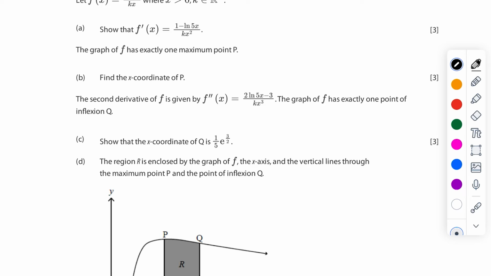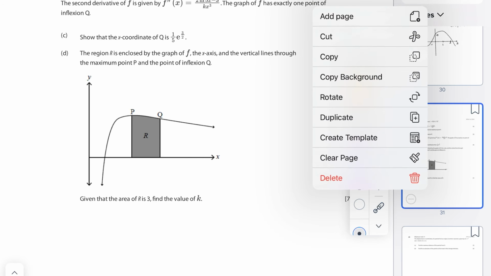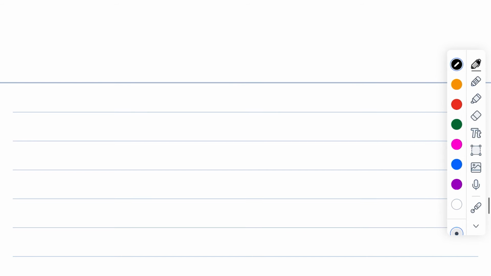Now coming to the next question, f of x equals ln 5x upon kx. Show that f prime x equals this one. So what am I going to do? I am going to do it by the quotient rule. So we have a numerator and a denominator, and I am doing it by the quotient rule. So let me write that one.